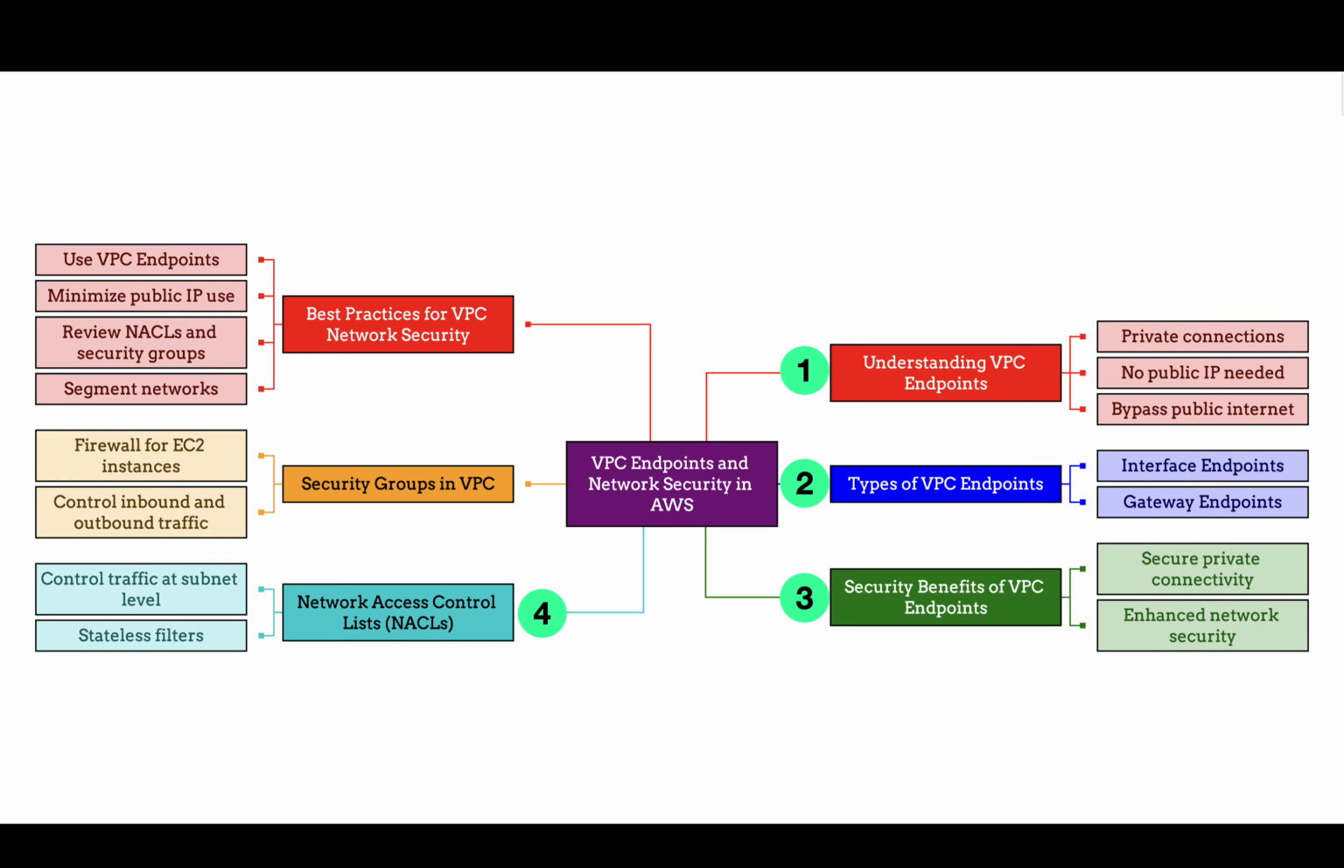4. Network access control lists, NACLs, are stateless filters that can be used to control inbound and outbound traffic at the subnet level in a VPC.